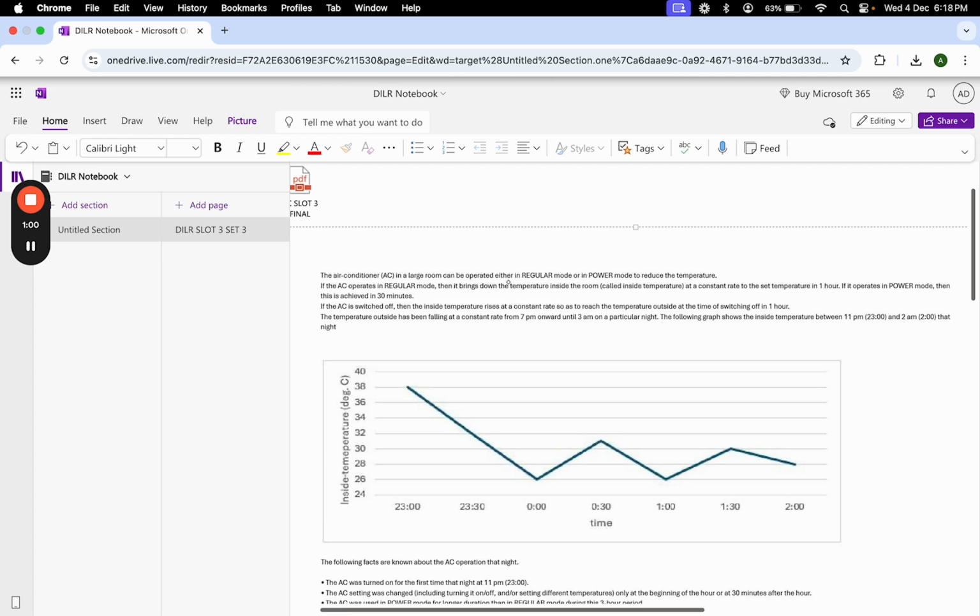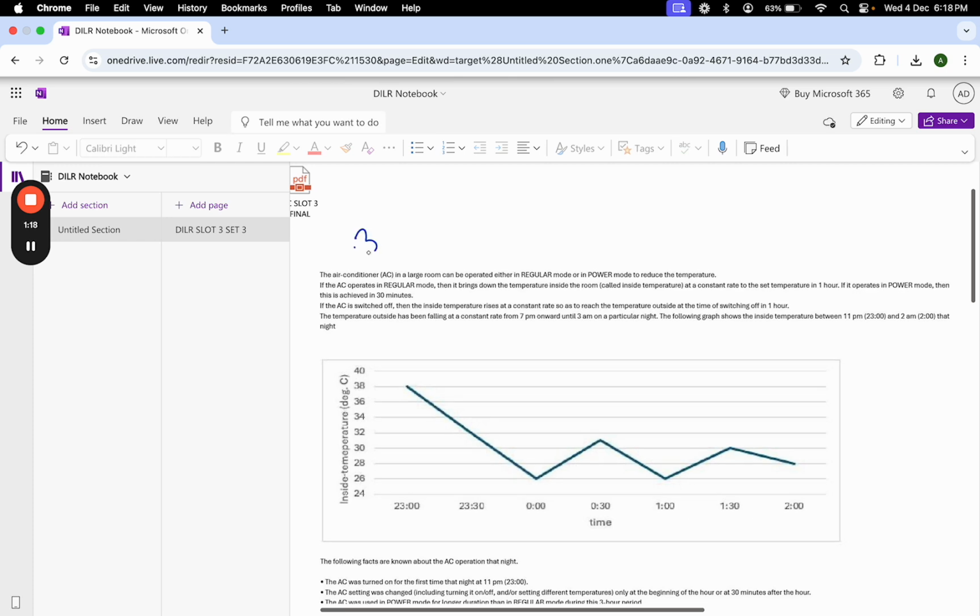The AC in a large room can be operated either in regular or power mode to reduce the temperature. If the AC operates in regular mode, then it brings down the temperature inside the room to the set temperature in 1 hour. If it operates in power mode, then this is achieved in 30 minutes. So this statement states that if the outside temperature is 30 and we have set the temperature as 24, in regular mode it will be achieved in 1 hour at a constant rate, and in power mode, it will be achieved in 30 minutes. This is what they are saying.